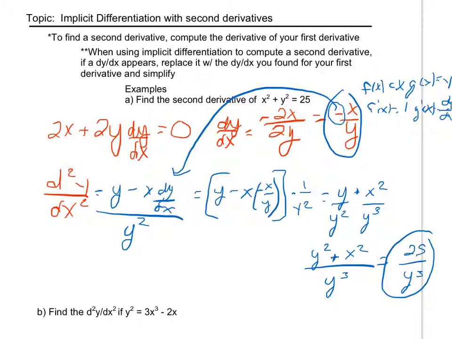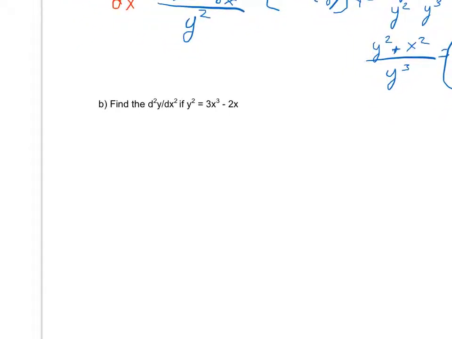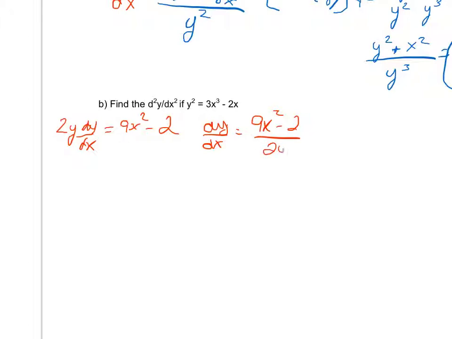Let's look at one more example where we use implicit differentiation to find a second derivative. If you would like to pause the video and try finding it on your own first, this would be a great opportunity for you to do that. So finding my second derivative, I first have to find my first derivative, so I'm going to differentiate both sides. I know y squared becomes 2y dy dx. 3x cubed becomes 9x squared minus 2. To get dy dx by itself, I'm going to divide by 2y, and I get dy dx equals 9x squared minus 2 all over 2y.